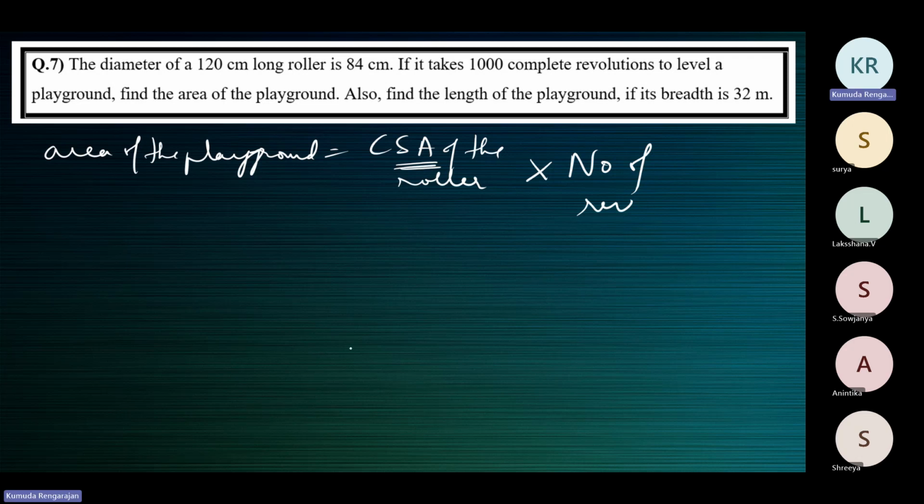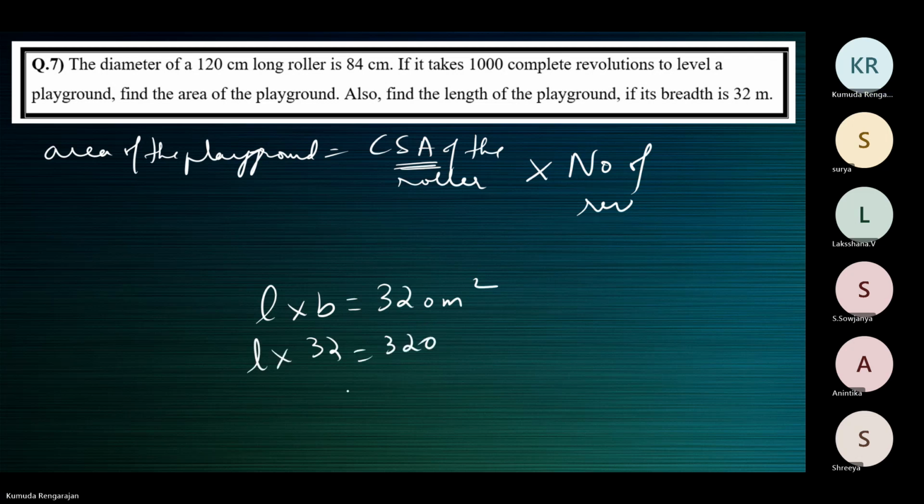Once you find the area of the playground, supposing for example it is 320 meters square, and the playground is rectangular, then L into B is equal to 320. But B is given as 32. So L into 32 is equal to 320, so L is equal to 320 divided by 32. L is equal to 10 meters.